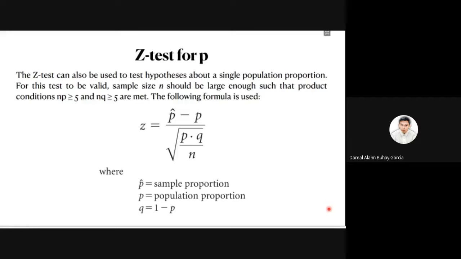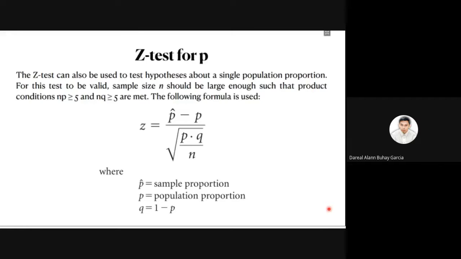Another example, suppose a company held a 26% share of the market for several years. Due to a massive marketing effort and improved product quality, company officials believe that the market share has increased and they want to prove it. So those are some examples of situations of when we are going to use the z-test for proportion.